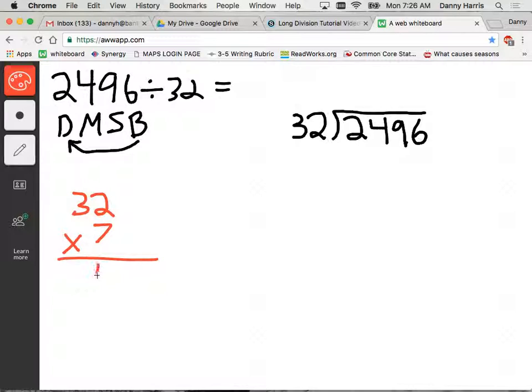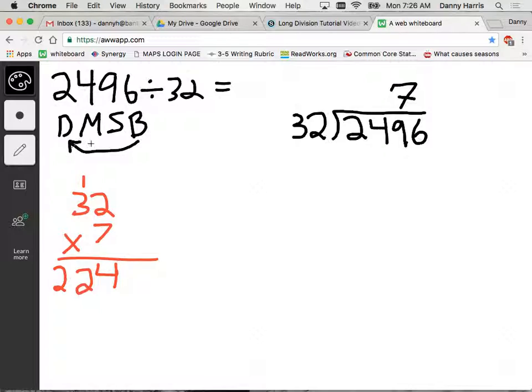7 times 2 is 14. 7 times 3 is 21, plus 1 is 22. All right, that's looking pretty good. So 32 went into 249 7 times. We'll change this back to black here. So that went into there 7 times. So there was 7 groups of 32 inside 249.